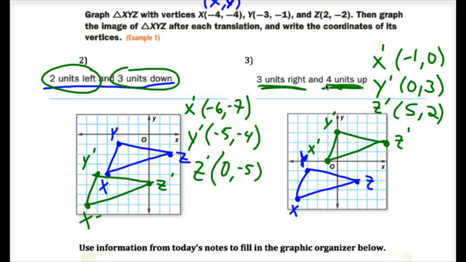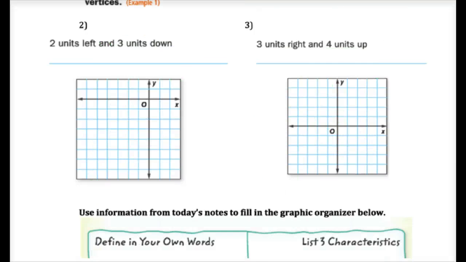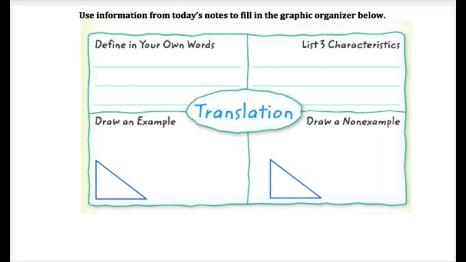If you add 3 to the x values, you get the new x value. And if you add 4 to the y values, you get the new y values. We're going to do that stuff tomorrow. Catch on to that pattern now. All right, last thing. Let's fill out a little graphic organizer. We're in the process of making something that's going to help you guys remember this stuff.